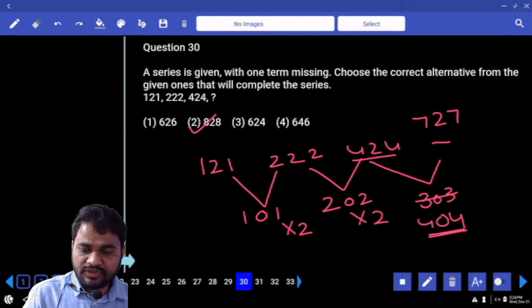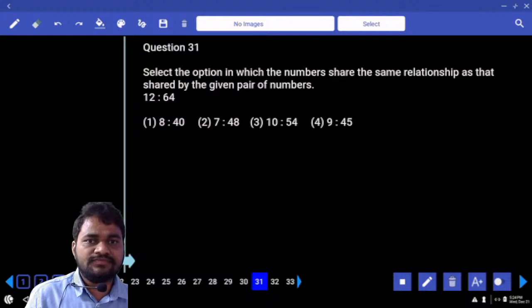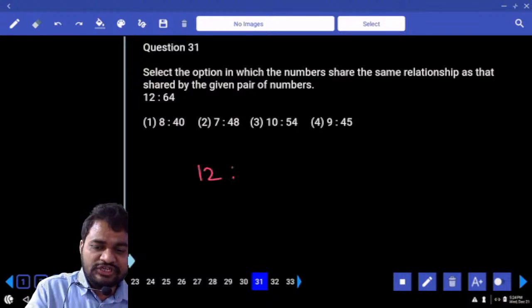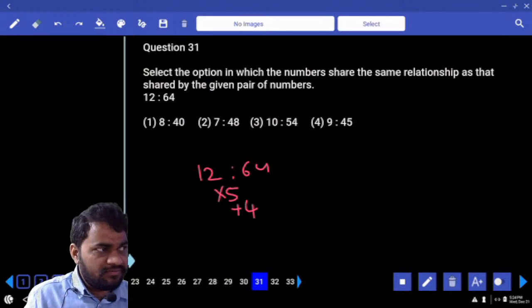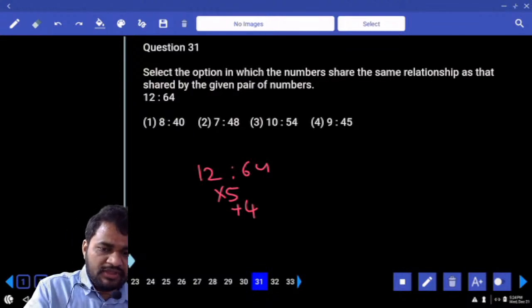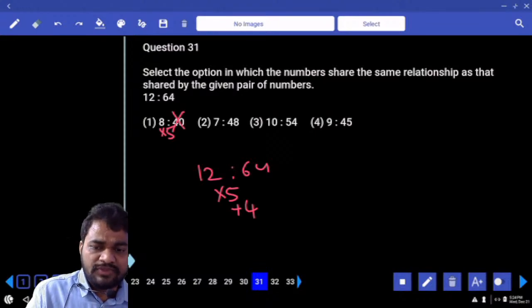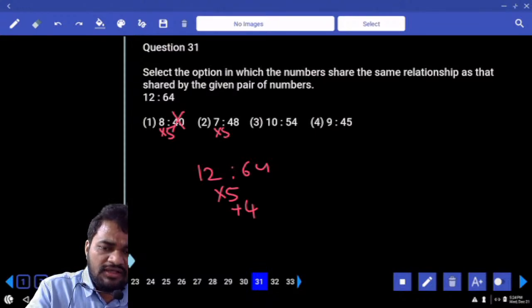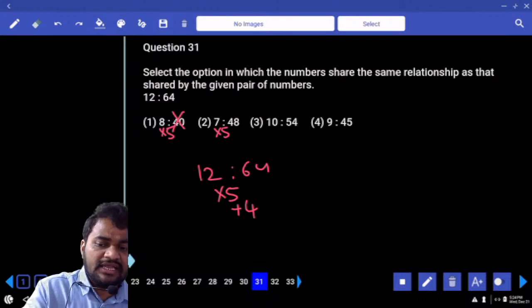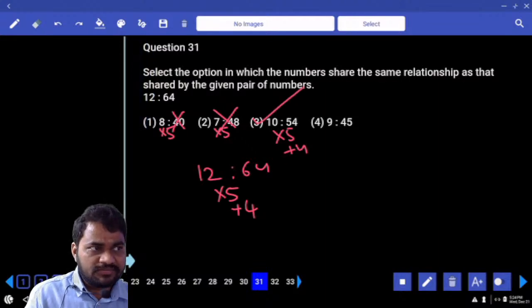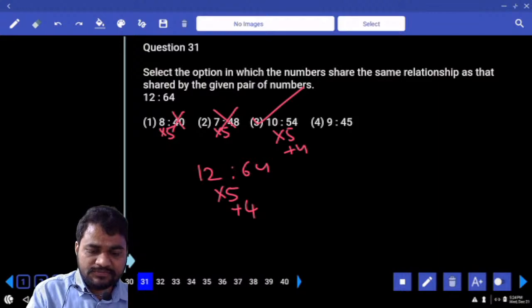Next, 31. 12 is related to 64. 12 into 5 is 60, plus 4 is 64, into 5 plus 4. 8 into 5 is already 40, there is no plus 4. 7 into 5 is 35, 35 plus 4 is 39, not 48. 10 into 5 is 50, 50 plus 4 is 54, option 3. Next, 32.